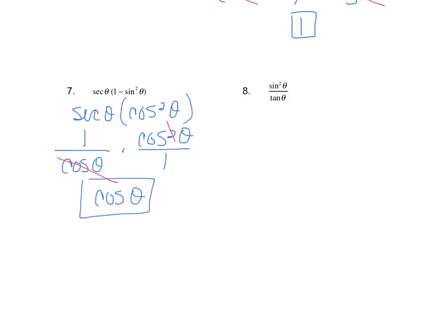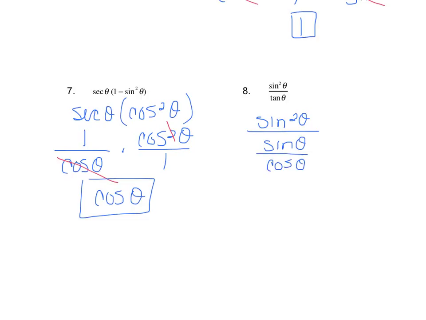All right, let's take a look at number 8. Sine squared of theta over tangent squared of theta. Well, sine squared of theta is just sine of theta times sine of theta. I don't think they want us to write it as an identity because it doesn't have a minus 1. And tangent, I can rewrite tangent. So let's see what I have here. I'll have sine squared of theta over tangent, which is sine over cosine.